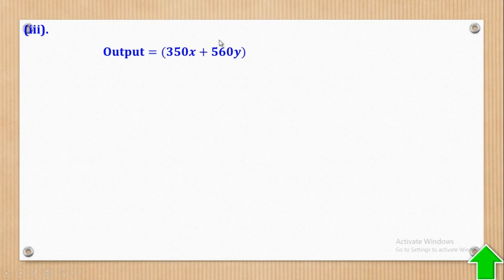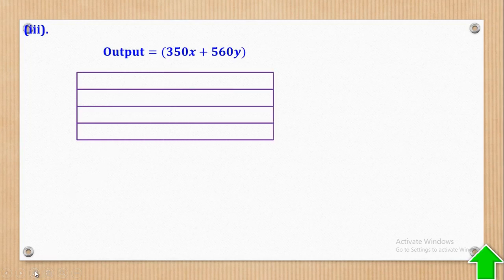So we shall come and say that the output is this. So this is the investor's profit. It was given by 350x plus 560y. Therefore, we shall come and draw our table. Now, in the table, we are going to first put there the points which we have got in the feasible region, and that was (7, 0), (4, 1), and (1, 2). Then next, we have to get the value for 350x.